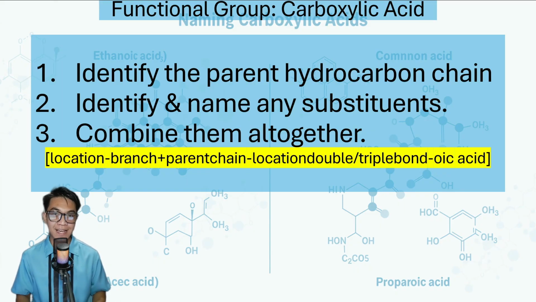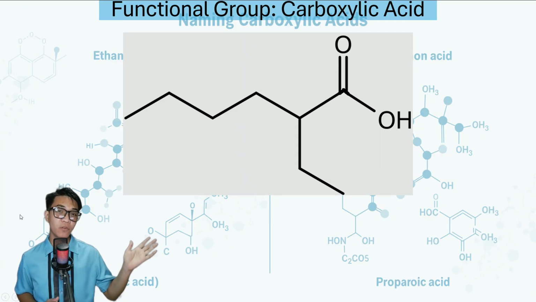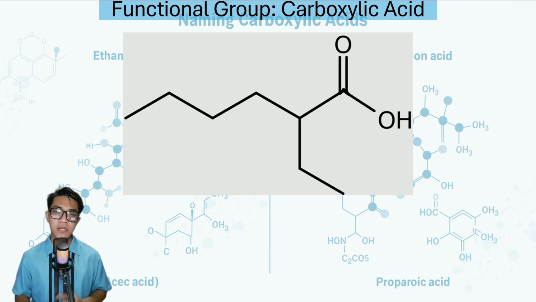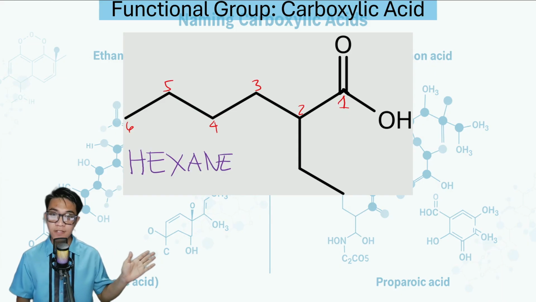So here is an example of our carboxylic acid, and let's get to name this organic compound. So first things first, let's identify the parent chain by counting the number of carbon-to-carbon bonds. So in this case, we have 6 carbon-to-carbon bonds, and we can't see any double or triple bond, so this parent chain is named hexane.